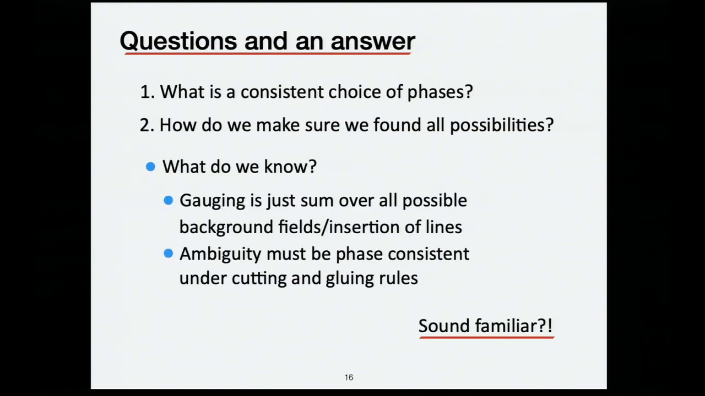All right, so these are the questions that we want to answer. What is a consistent choice of basis? What are the consistent rules? How do we make sure we find all possibilities? And what do we know? Okay, so gauging is just summing over all possible background fields or insertion of lines. And then there's some phase ambiguity, which of course has to be consistent with the cutting and pulling rules.